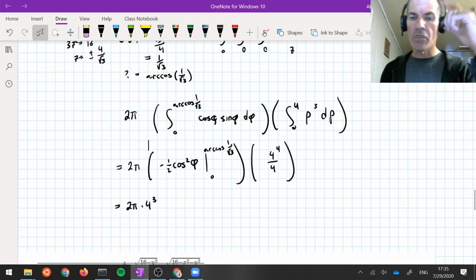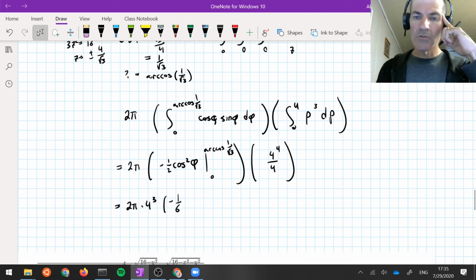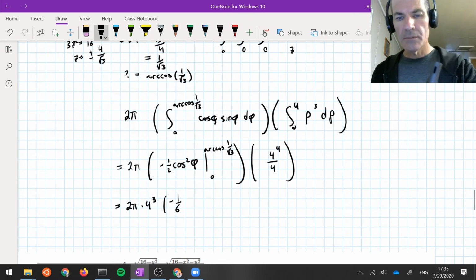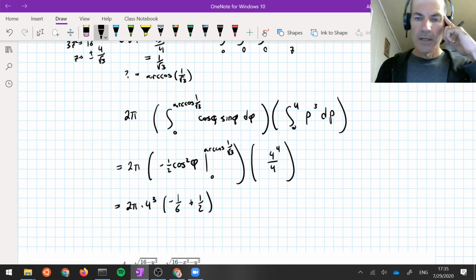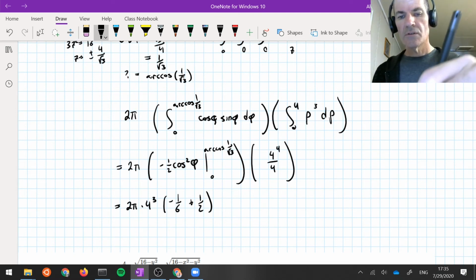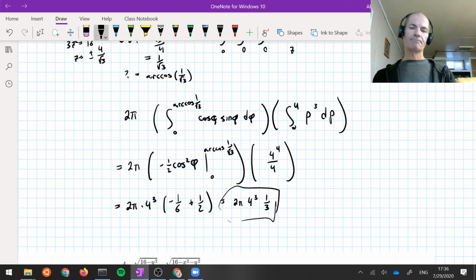You square it, that's 1/3. With another factor of minus 1/2, that's minus 1/6. Plug in 0 here. Cosine squared of 0 is 1. Subtracting, that's going to be plus 1/2. Let's see, that's really 3/6 minus 1/6, 2/6, 1/3. 2 pi, 4 cubed times 1/3. Final answer. All right.